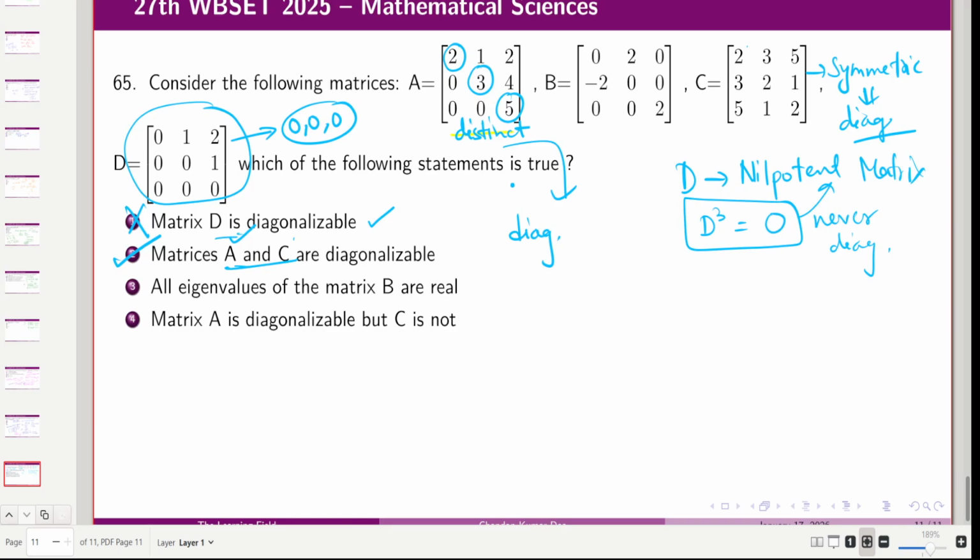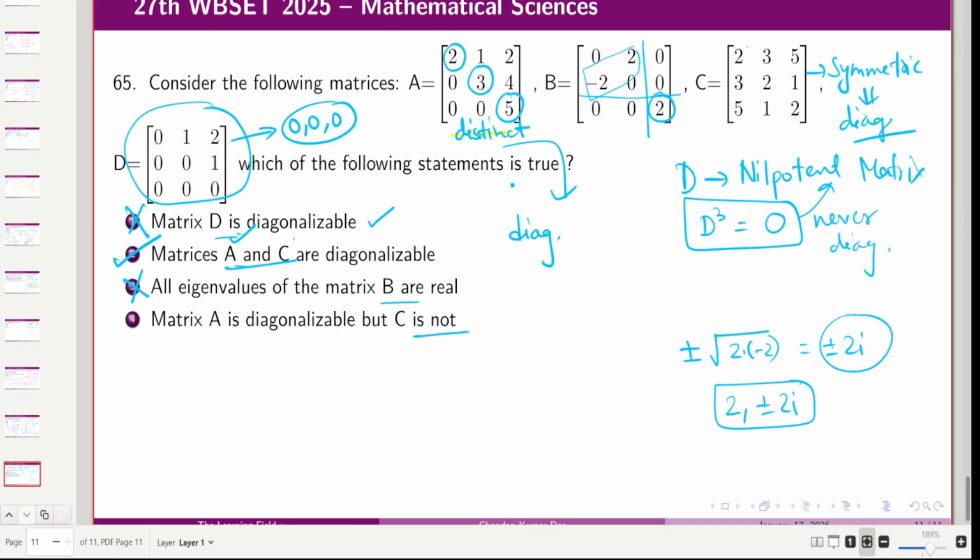All eigenvalues of B are real. How can we calculate the eigenvalues? If we break this B matrix into blocks, we see that 2 is an eigenvalue. And if the off-diagonal elements are non-zero and the diagonal elements are 0, then we can find the eigenvalues by plus minus the root of the product, that is plus minus 2i. So the eigenvalues of B are 2 and plus minus 2i, not all real. Not true. So option 2 is correct.